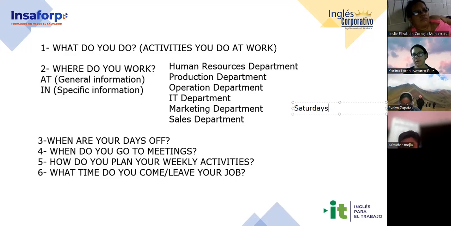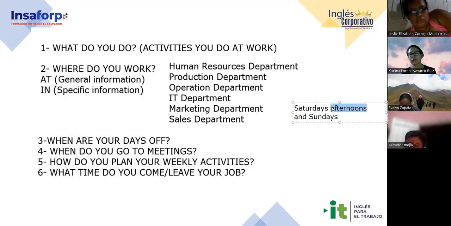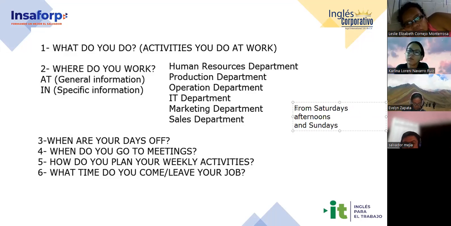Any other? ¿Cómo sería, perdón? Saturday afternoons and Sundays. Obviamente, afternoons incluye, claro, el resto del día. Pero desde la tarde para allá. Hasta el domingo. Andale. O podemos poner desde las tardes de los sábados, porque inicia al mediodía, from Saturdays afternoons and Sunday. ¿Sí? ¿O qué otra forma podrían redactar esta idea? Any other idea, class? Los escucho. When are your days off? Ok. Revisemos qué más. During the weekend, probably.